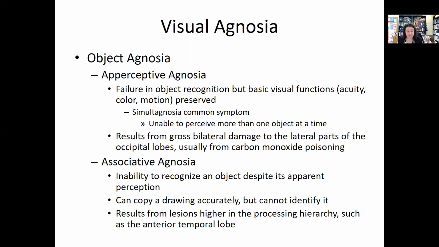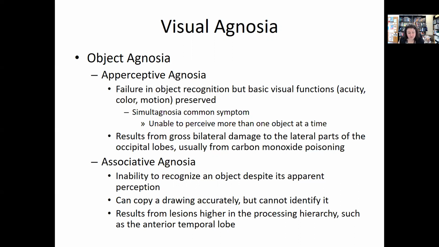This results from bilateral damage to the lateral parts of the occipital lobes, which again, if we remember, way back here, is where vision is often centered. So simultanagnosia is a common symptom here, where you're unable to perceive more than one object at a time. So if I were to hold up the tape dispenser and the Snapple bottle together, you could only focus on one of those at a time.